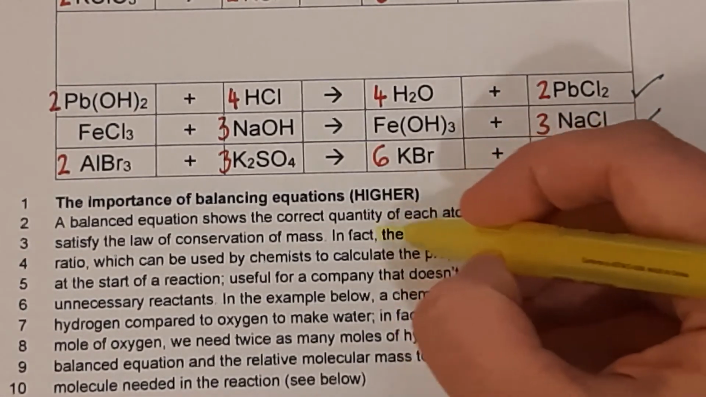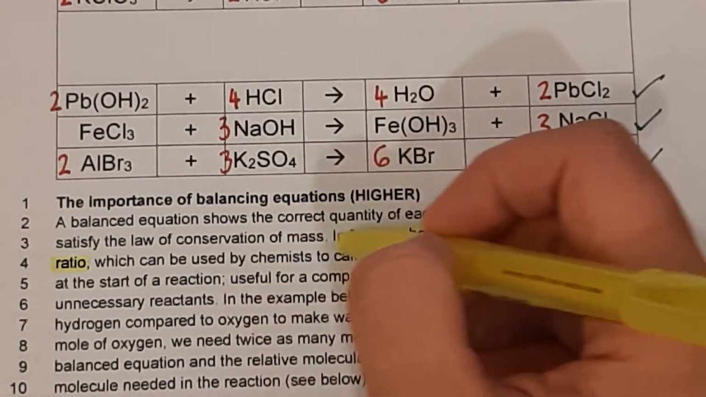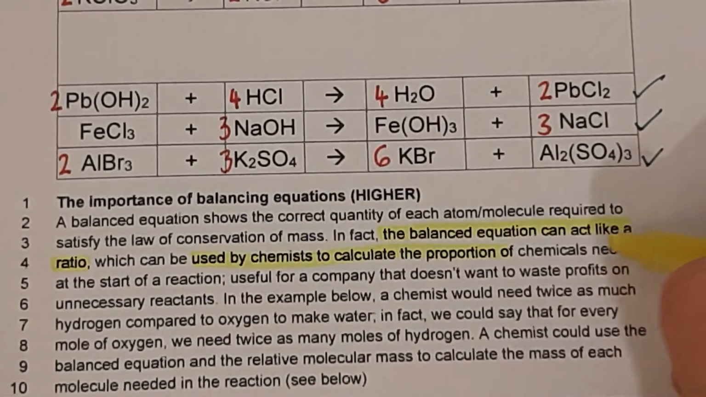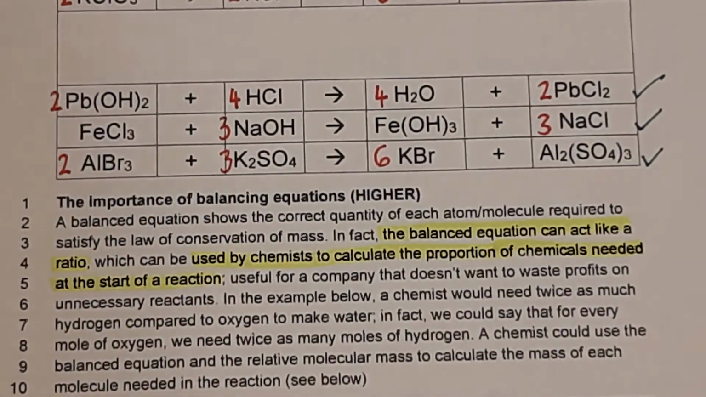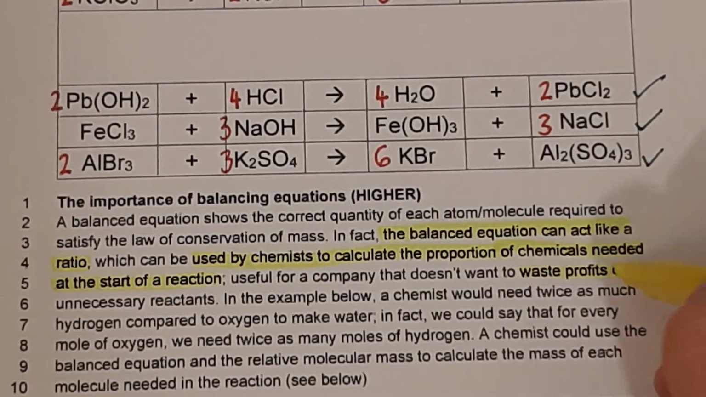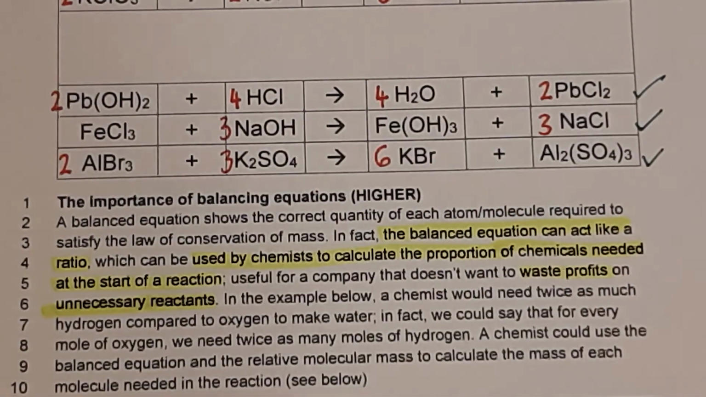So, a balanced equation can act like a ratio which is used to calculate the proportion of chemicals needed at the start of a reaction. Okay, it prevents the wasting of profits, because it stops us wasting unnecessary reactants.